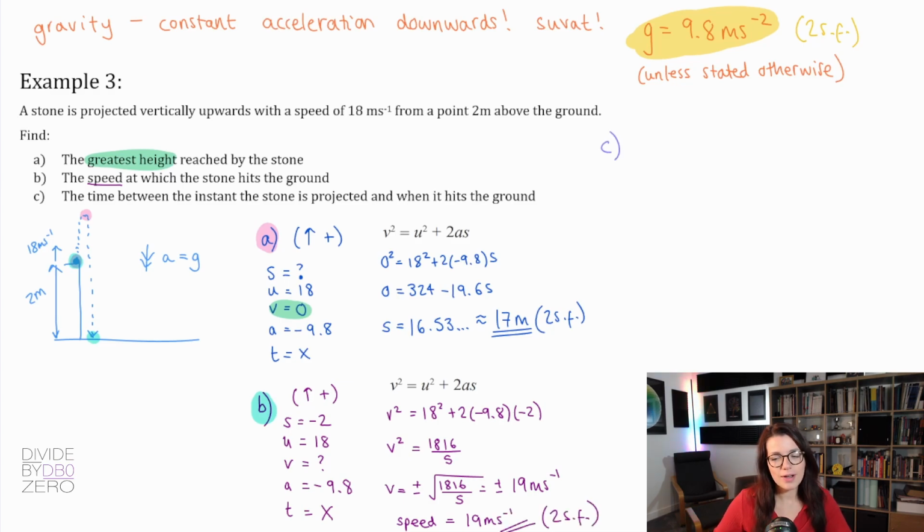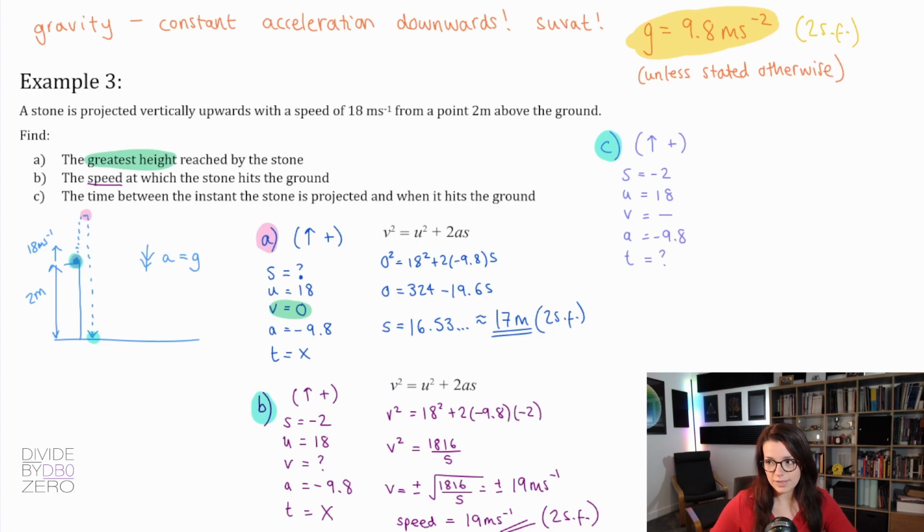Part C, they want the time between the instant the stone is projected and when it hits the ground. So again, we're interested in the blue part of the diagram. Going to take up as positive again, and I'm going to write down suvat. Again, S would be negative 2, U is 18. V we actually do know from part B, but I would be tempted to leave that blank just in case in the exam I made a mistake in part B. A is minus 9.8 and T is what we want to find.